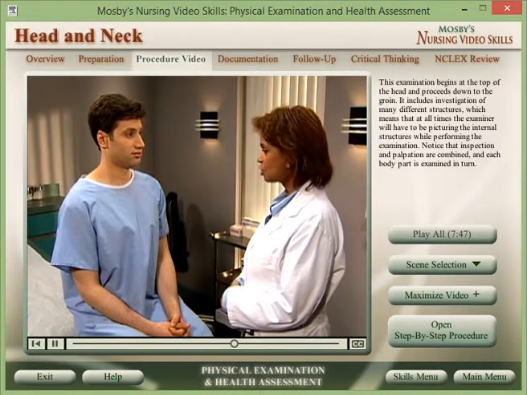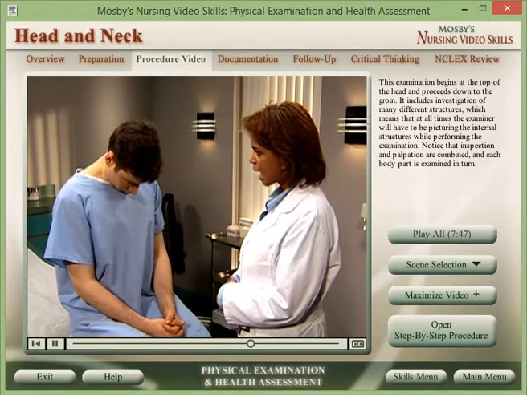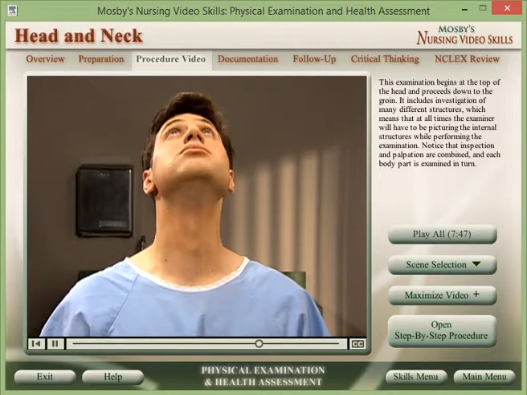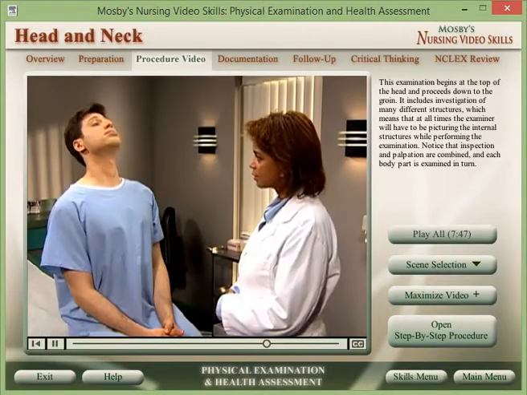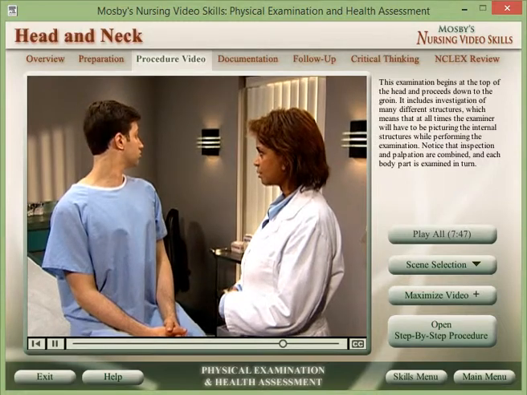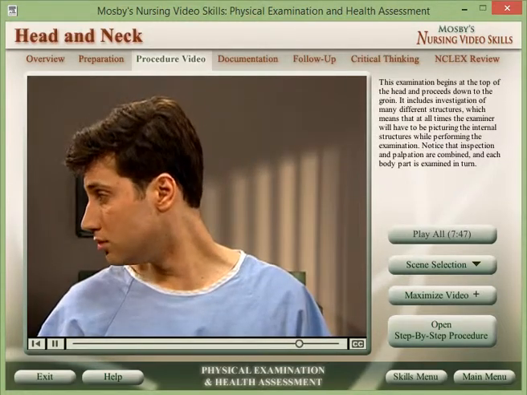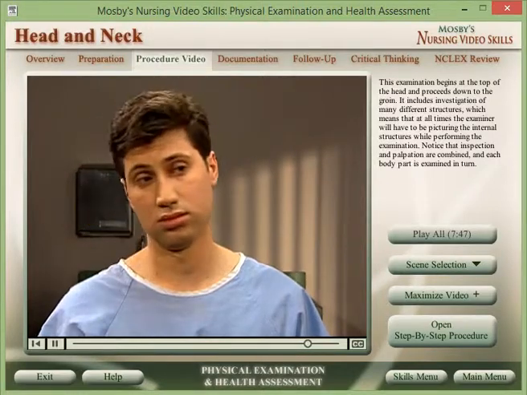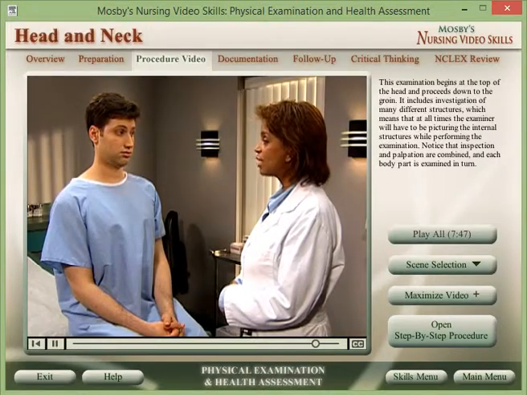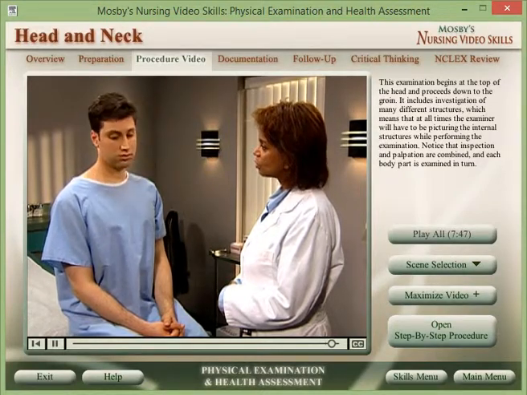And now put your chin to your chest. Now evaluate the range of motion by asking the patient to flex, extend, rotate, and laterally bend his neck. The patient should be able to move with no pain, limitation, or joint instability. And now lean your head to your left shoulder and to your right shoulder.